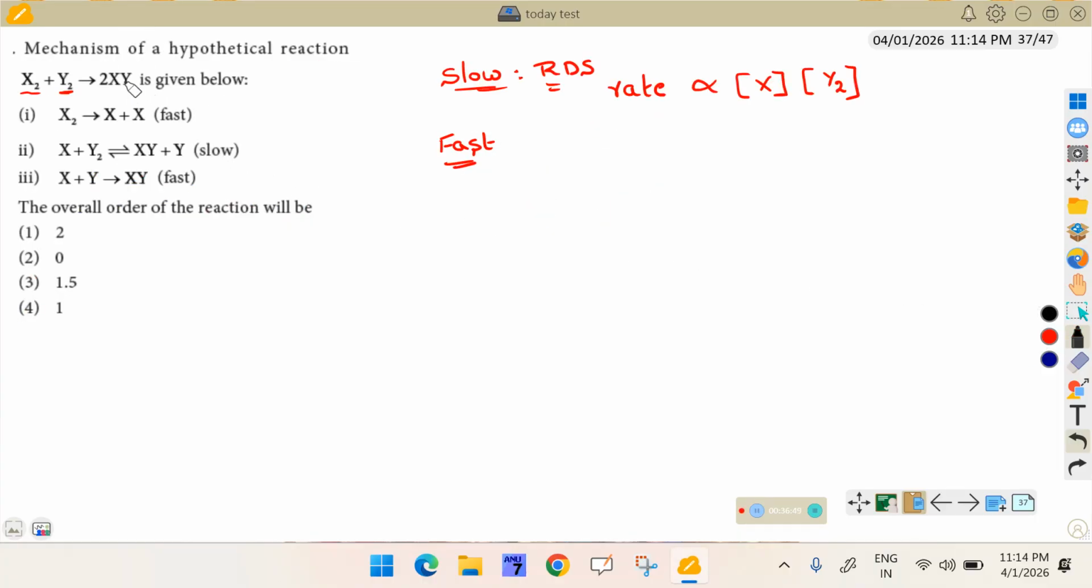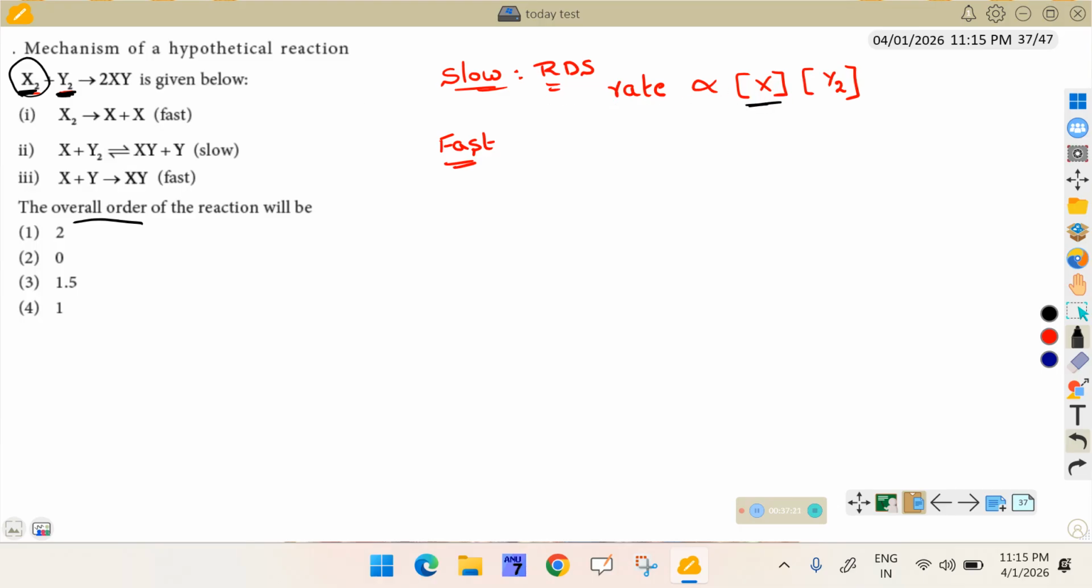By using the following mechanism, calculate the order of the reaction. In the overall equation, X2 and Y2 are the reactants. In the mechanism, 3 steps are involved. We know that the slow step is the rate determining step. By using the slow step, rate is directly proportional to concentration of X into concentration of Y2.